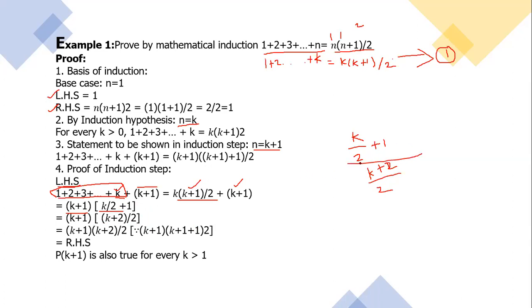Take the LCM. Here the 2 and k. Here no. Here the value is 1. So I just want to multiply with 2. So here 2 below. So k plus 2 by 2.